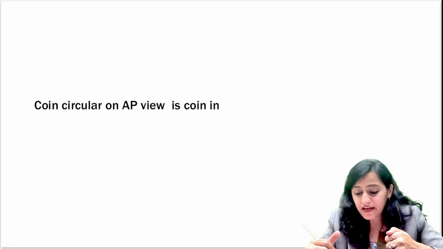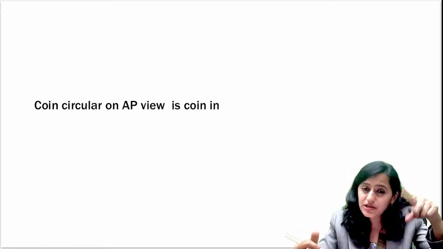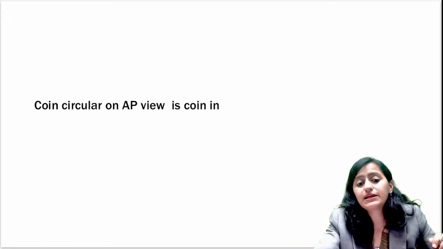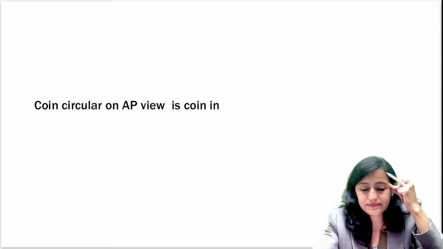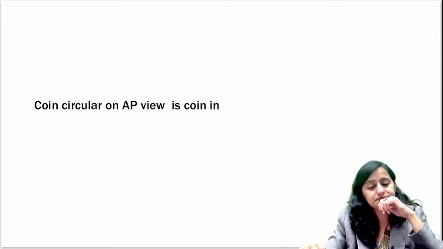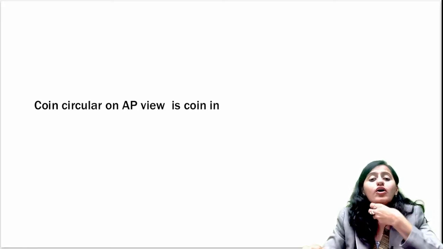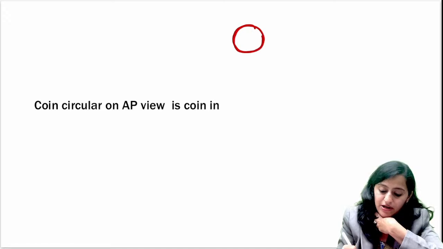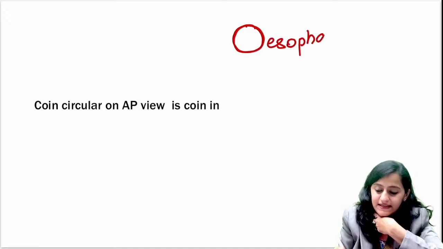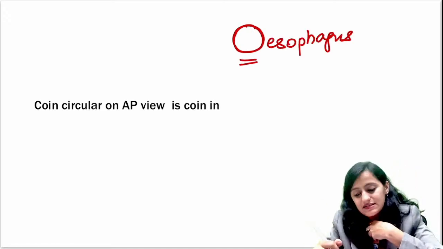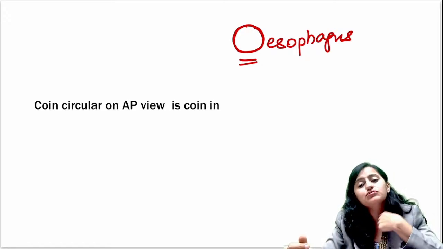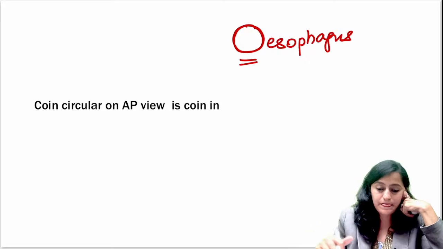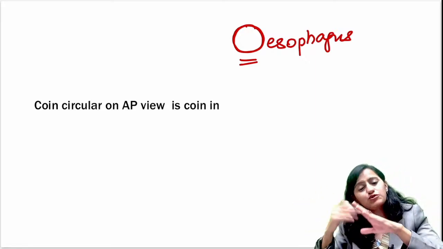Right. If you see a coin which has a circular view on AP view, then where is that coin located? Coin circular. Remember, circular on AP, circle is the esophagus. Okay, circle is the esophagus. So remember, circular coin on the AP view, that is going to be esophagus. Okay, so that same coin on lateral view will be slit like.